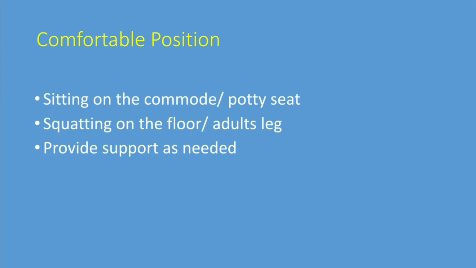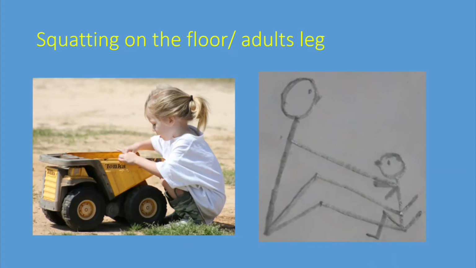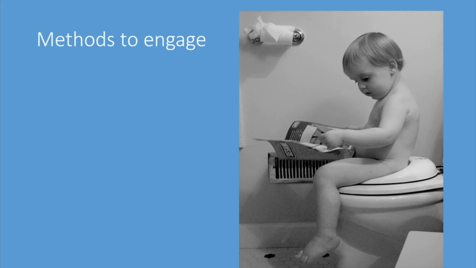We need to provide support as needed, because some children may not have the balance to squat or even sit on the commode. At that time, the child may feel anxious that he may fall. So adequate support should be provided, something like a heavy bucket to hold, or an iron bar to hold on to. Here you can see the child can sit on the commode with support, or on a potty seat which is comfortable for the child. Squatting on the floor if the child has good balance, and squatting on the adult's leg if the child needs support. So support can be provided as follows.